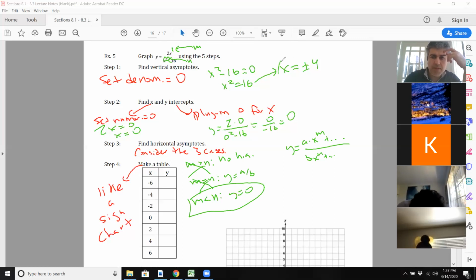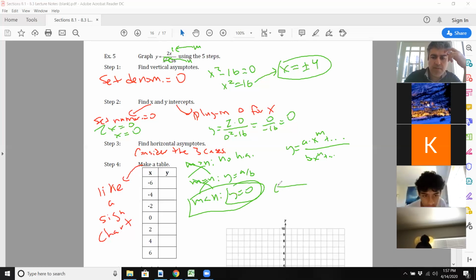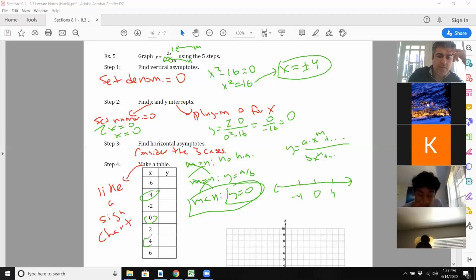My vertical asymptote, again, is x plus or minus 4. My horizontal will be y equals 0. If we do a sign chart, you're going to use the x-intercepts and the vertical asymptotes. So that's precisely why I have -4, 0, and 4 here. And then you want to go in between, and you want to go to the outsides. That's why we chose those numbers to plug in. Obviously, if you plug in -4 and 4, that's undefined.